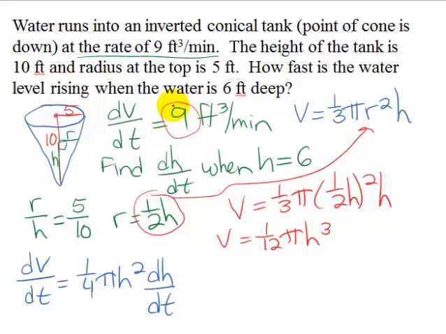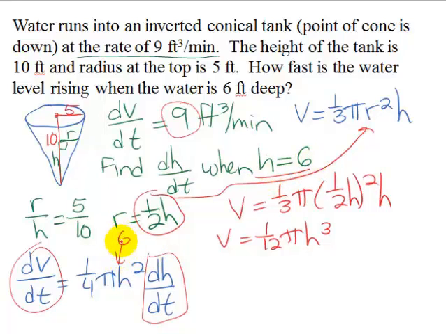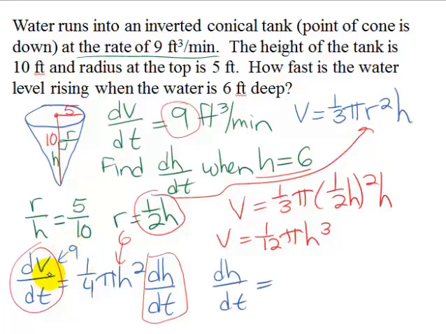I do know dV/dt, that's 9, and I want to know what dh/dt is when h equals 6, so I can put a 6 in right here. In the interest of room, I think I will go ahead and do the substituting here and then we'll solve here. So we're going to put a 6 in here that will need to be squared, and we're going to put a 9 in here. So on this side I'm going to have a 9, and it'll get multiplied by this 4 when I bring this over, and divided by the pi and by the 6 squared, or 36.